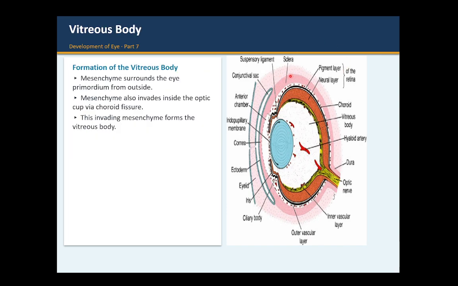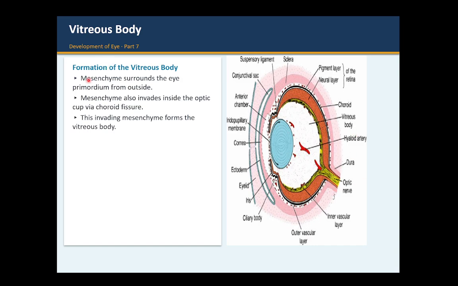The mesenchyme, which is around this optic cup, you remember that there was a hyaloid groove at the bottom. You're looking at it from the outside. It's like a globe, but there is a hyaloid groove in the optic cup, which is running on the bottom. So through this hyaloid groove, the mesenchyme, which is surrounding the optic cup, is also going to go inside. As it goes inside, it is going to form the vitreous.